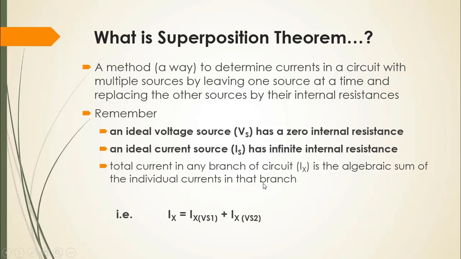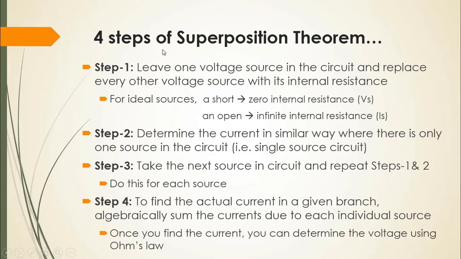Means that in any branch of the circuit there will be two currents, one because of voltage source 1 and one because of voltage source 2. The sum of these two individual currents is equal to the total current flowing in that branch. In four easy steps we can apply the superposition theorem to any circuit.